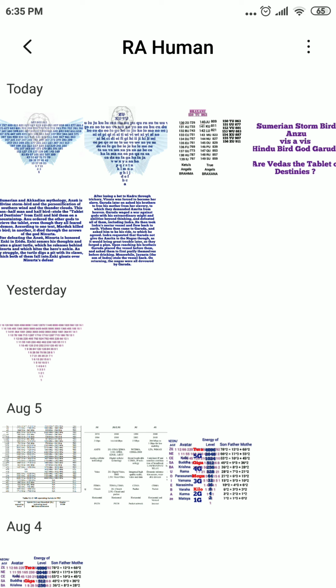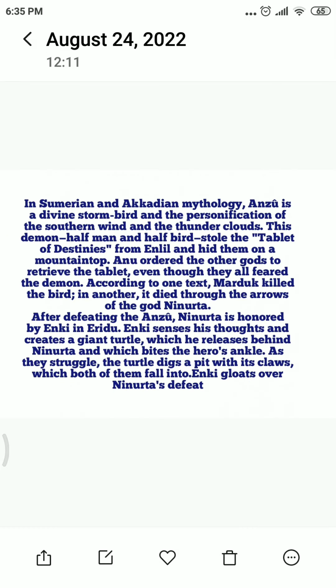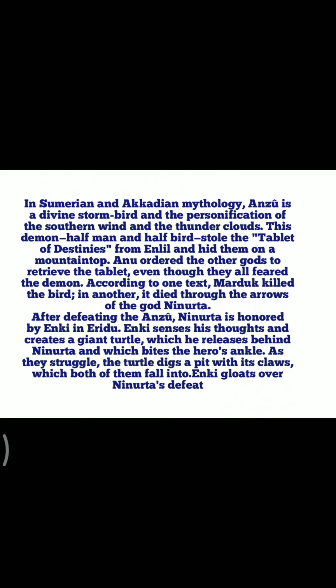After defeating Anzu, Ninurta is honored by Enki in Eridu. Enki senses his thoughts and creates a giant turtle which he releases behind Ninurta and which bites the hero's ankle. As they struggle, the turtle digs a pit in the ground with its claws, which both of them fall into. Enki gloats over Ninurta's defeat. So Enki is a very trickster god, a cunning god, and he tricks Ninurta into submitting the tablet of destinies.